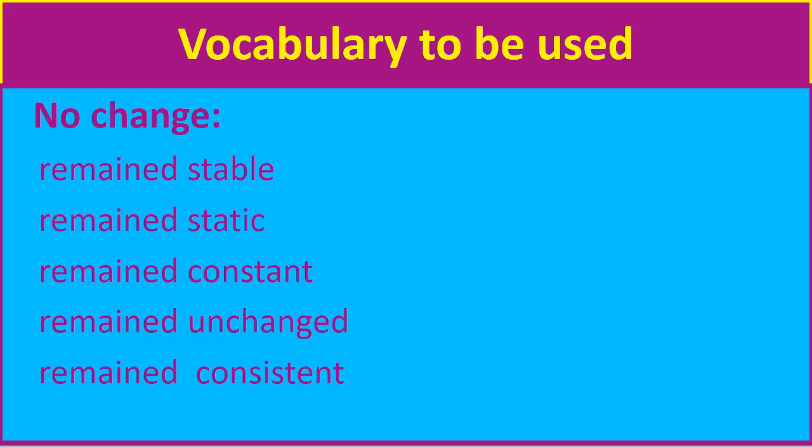Now, if there is no change, then you may write the trends remained stable, static, constant, unchanged, or consistent. So whatever is written in the question, you don't have to pick up that word. Use some other word. You have to show to the examiner that you know all the words to describe the various trends.